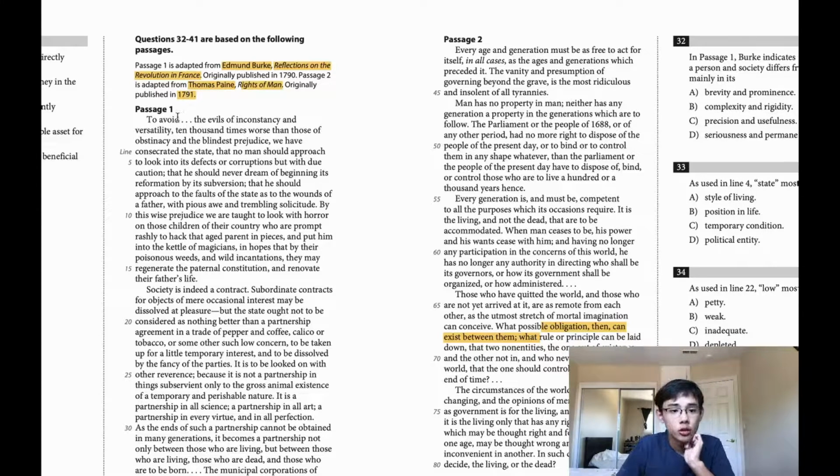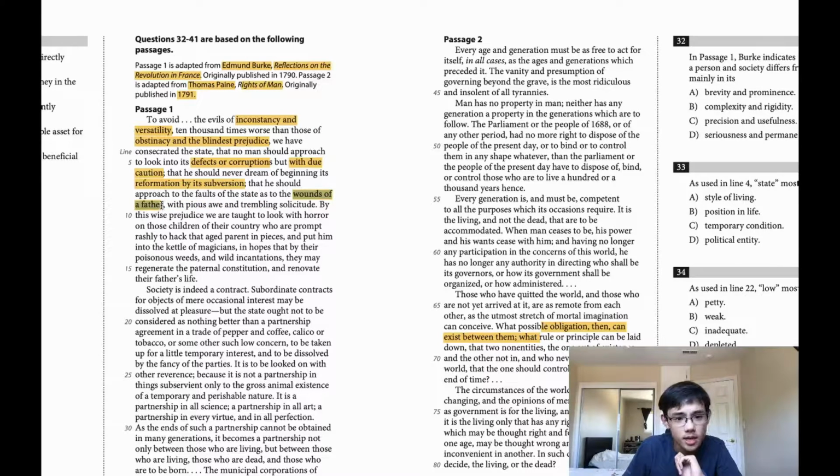Passage 1: To avoid the evils of inconstancy and versatility, 10,000 times worse than those of obstinacy and the blindest prejudice, we have consecrated the state, that no man should approach to look into its defects or corruptions, but with due caution, that he should never dream of beginning its reformation by its subversion, that he should approach to the faults of the state as to the wounds of a father.